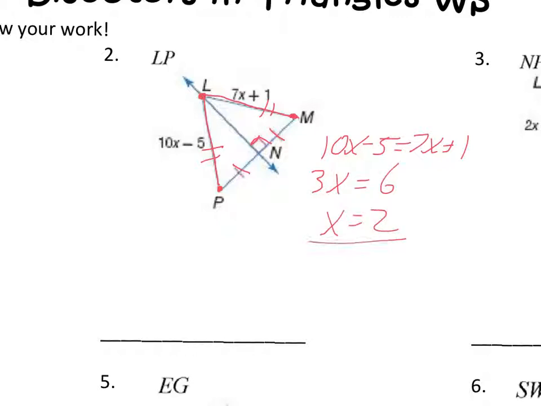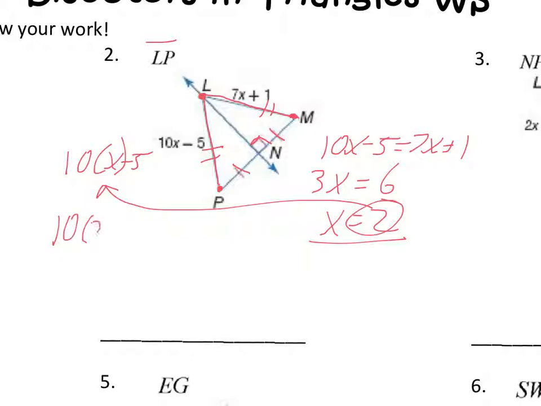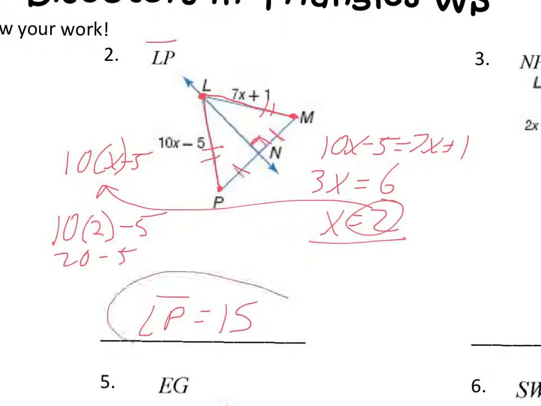That's not my answer. The answer asks for segment LP, which is 10x minus 5. So we're going to plug in 2 for x. 10 times 2 minus 5, which is 20 minus 5, which tells me that segment LP equals 15, and that's my answer. Okay, hopefully this helps you with the assignment. The rest of them probably shouldn't be a problem with these notes.